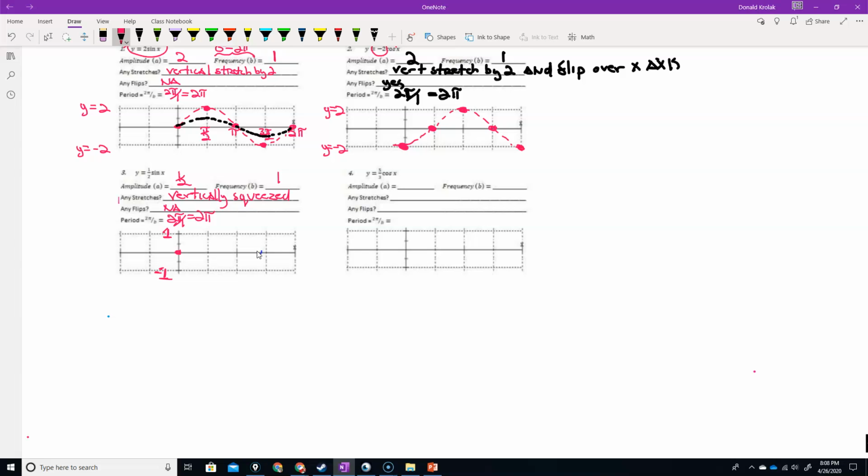So sine goes, remember, sine is 0, max, 0. Its new max now is 1/2 at pi over 2. Then it goes back down to 0 at pi. And then at 3 pi over 2, it goes down to its minimum, which is now negative 1/2. And then at 2 pi, it goes back to 0.